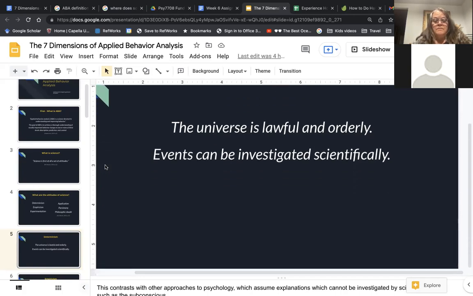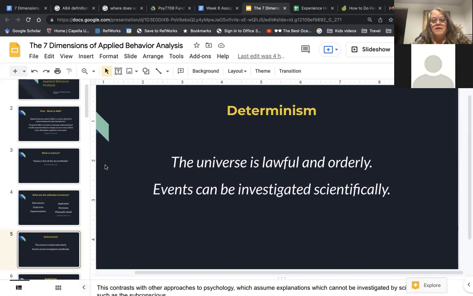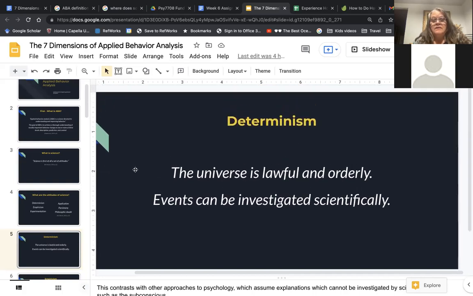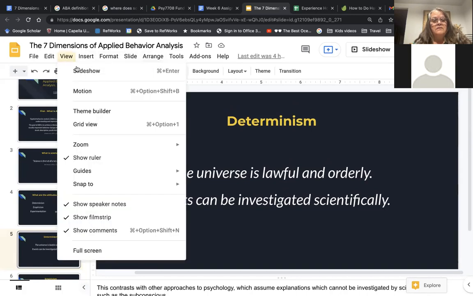So the beginning premise of this is the attitude that the universe is lawful and orderly, and this is called determinism.